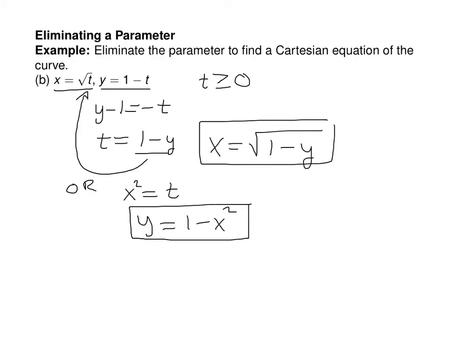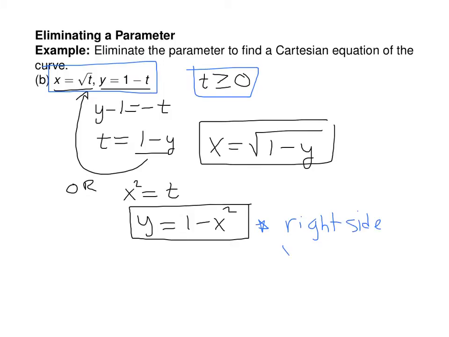Now the one tricky thing about this form is you have to restrict the domain because this is only part of the parabola. Because your t's are positive, that means that the x's that come out are positive. So this is only the right side of the parabola. So if t is bigger than or equal to 0, x must be bigger than or equal to 0 also.